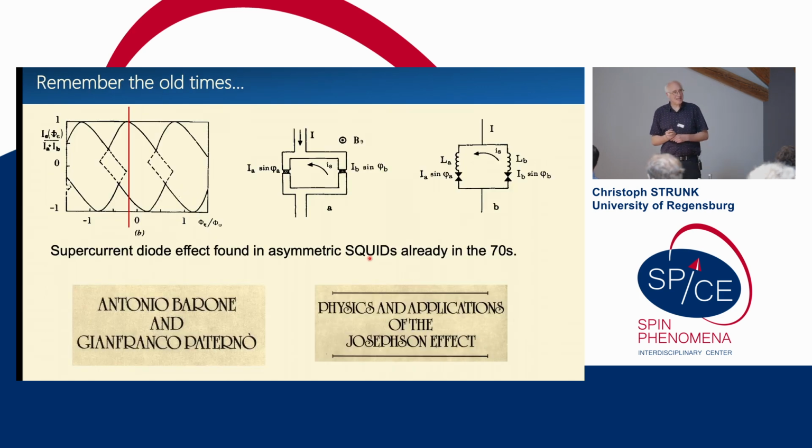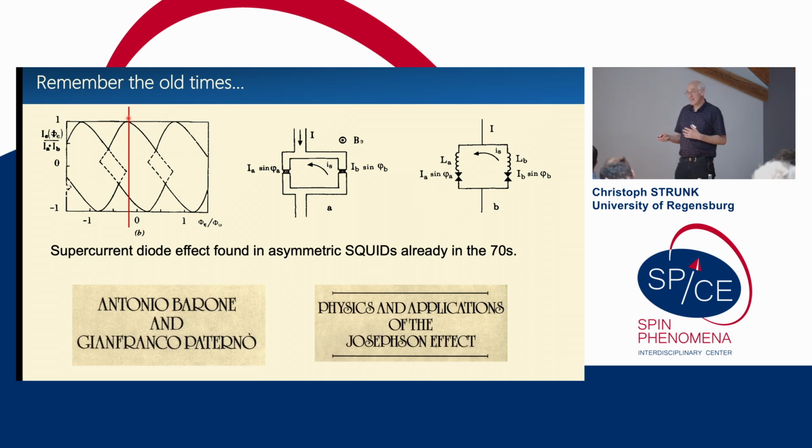But when this wave came up, there were some older guys who said, this is all known, right? It is in the textbook of Barone, which you find here. It's a very beautiful book about the physics and applications of the Josephson effect. And they said, well, if you make a SQUID which is asymmetric with two different critical currents, then you can already have this observation that the negative critical current is different from the positive one, with very similar symmetries if you invert the fields. In that sense, supercurrent diodes are not really new.